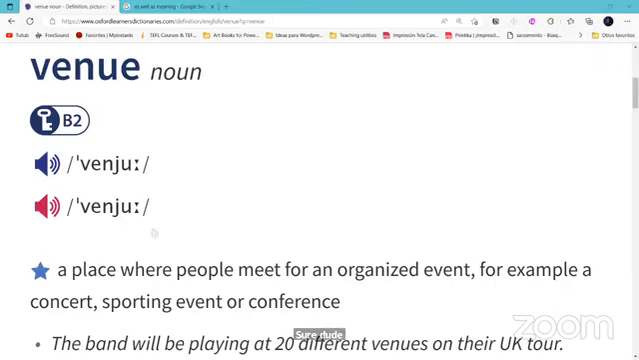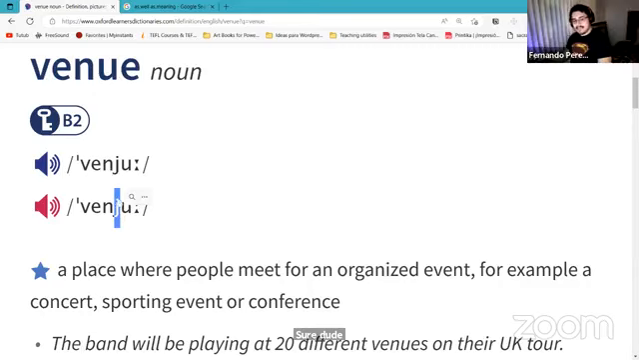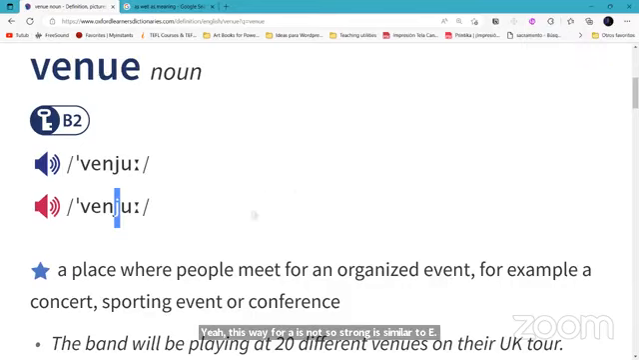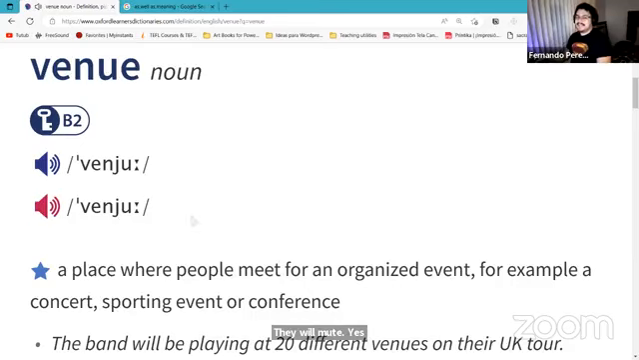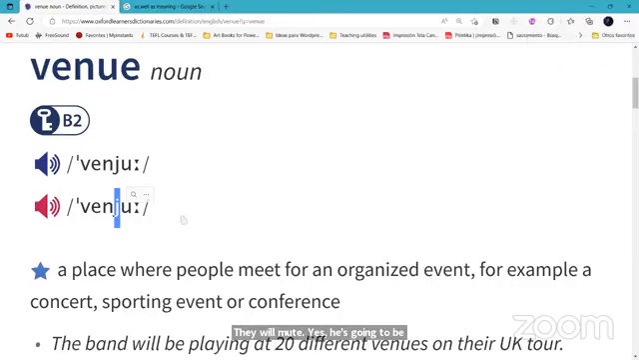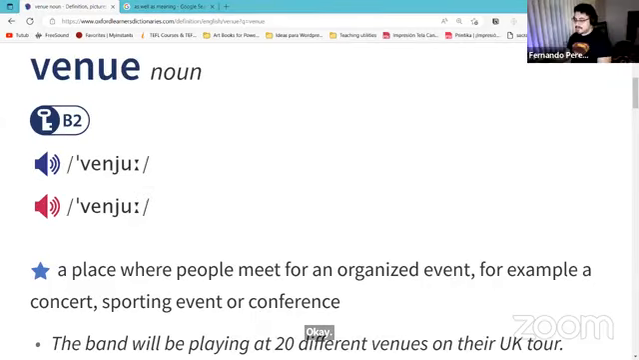Venue. This Y is not so strong. It's similar to saying E. Venue. Venue. It's not like zzz, you know? Okay. Venue. What is venue?